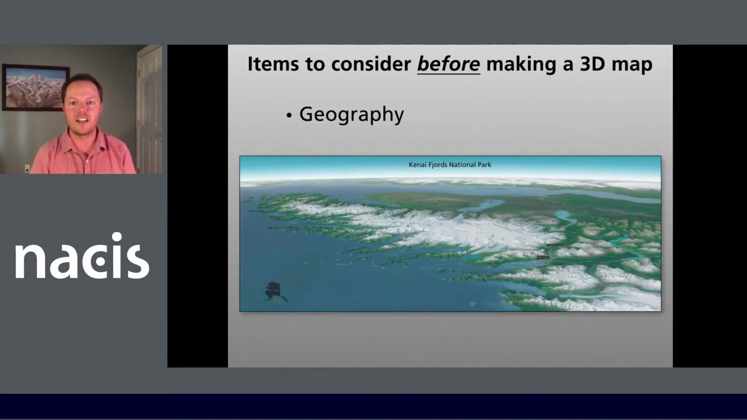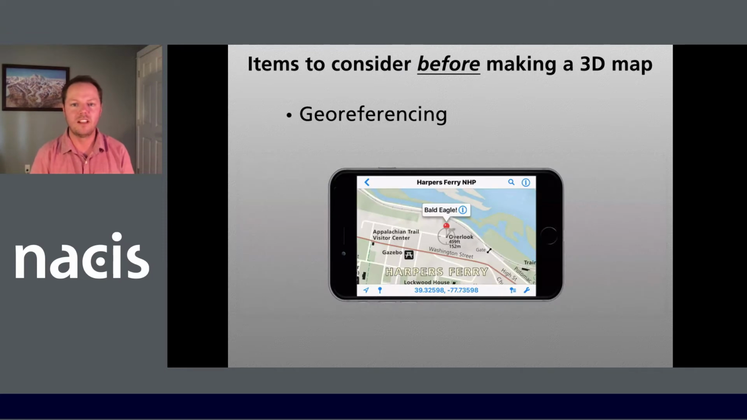Some terrain is not entirely suited for 3D mapping. Alaska's terrain happens to be optimal due to its expansive and unpopulated landscapes, like this image here of Kenai Fjords National Park. But some terrain is also too complex and important features can remain hidden regardless of the viewing direction. So just be careful of that.